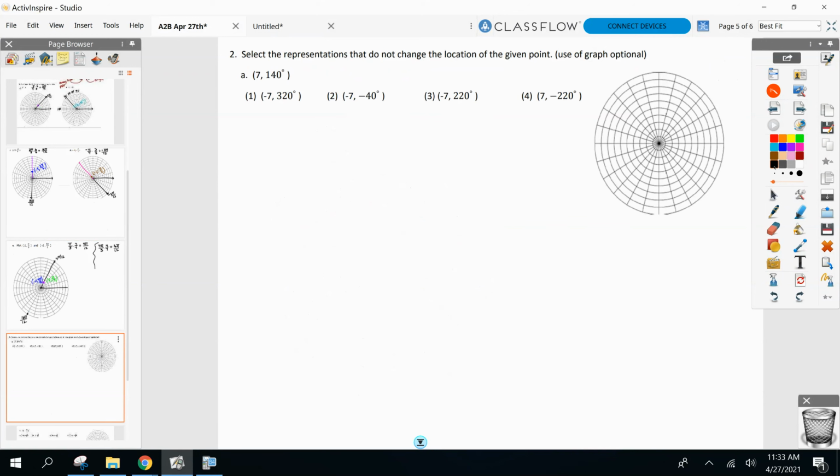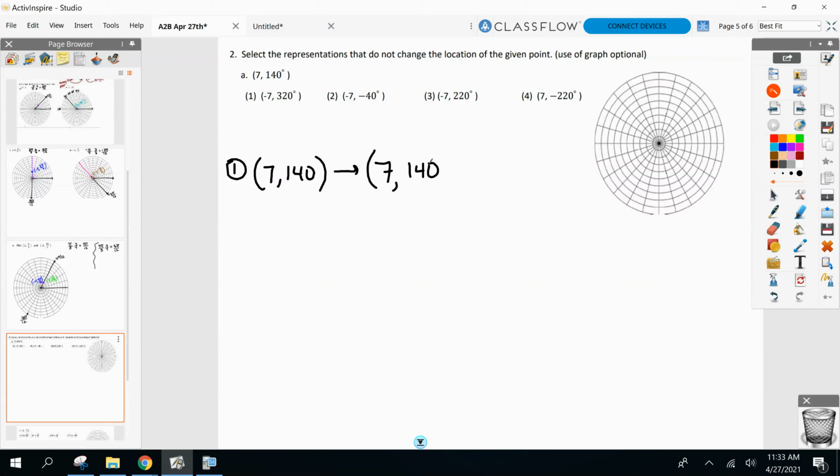All right, so I have 7, 140. Name me other points that would stay in the same location as 7, 140. I'm going to help you guys out. 7, 140. First thing we could do is let's go all the way around. Both directions. So what do I mean by that? Keep 7, positive 7. Keep it the same R value. But what am I going to do to 140? If I want to go all the way around in both directions. Add 360 or subtract it.